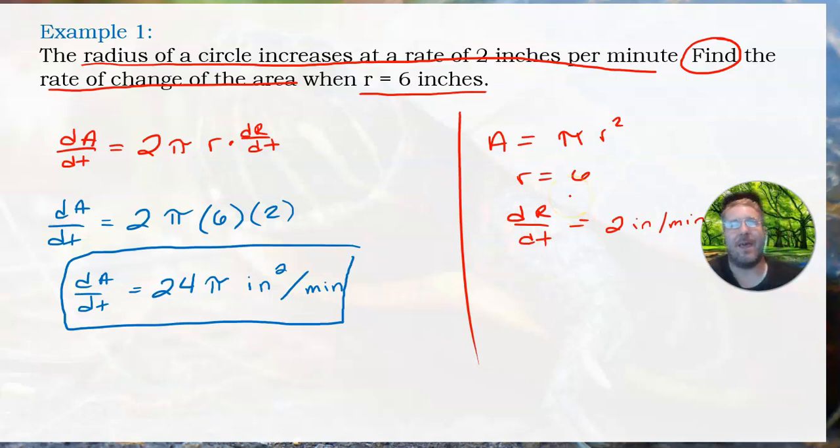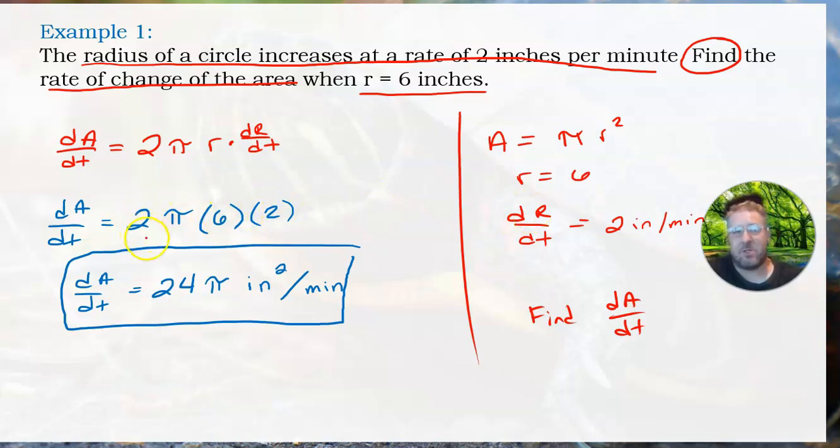They're always going to give you all the information except for one thing. And that one thing is obviously what you're trying to find. We're trying to find the rate of change when the radius is 6 inches. We're trying to find the rate of change of the area, so we're trying to find dA/dt. We're trying to find how the area is changing over time. Well, they gave us all the information except for dA/dt, so this is perfect. We can just plug in our numbers and multiply across.